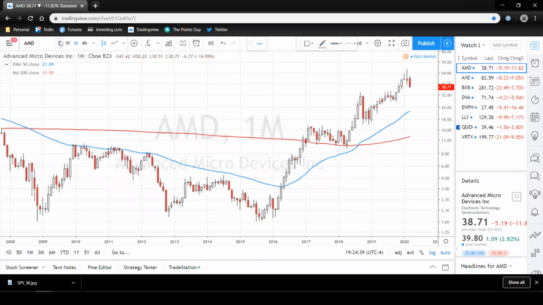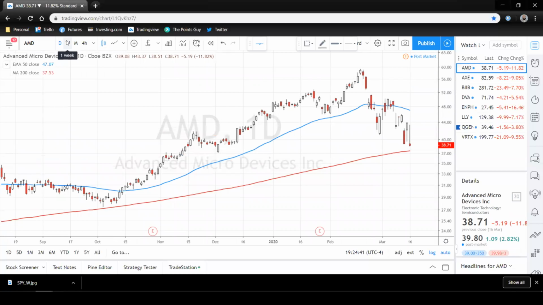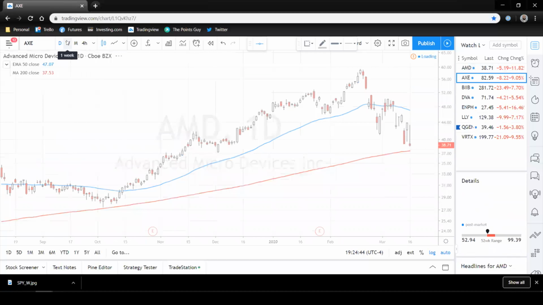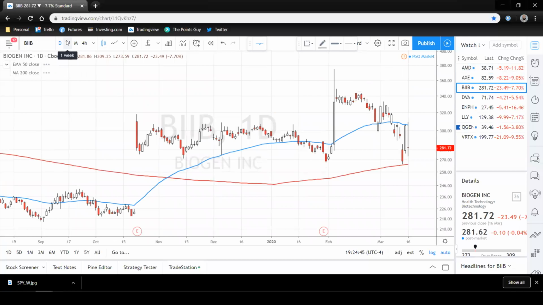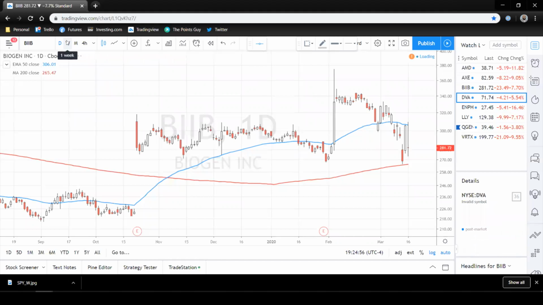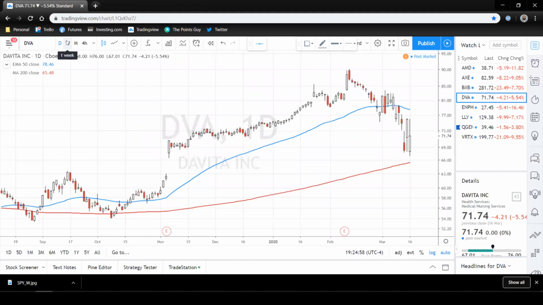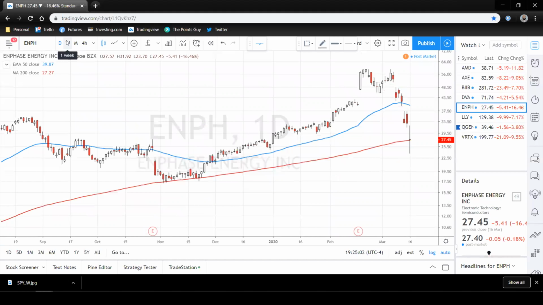Again, have no intentions of placing any trade until I get confirmation. Biogen, can't say it's strong, but certainly it's holding the 200-day well. DaVita, also in the healthcare space. This is an energy stock. Actually, no, it's a semiconductor stock.